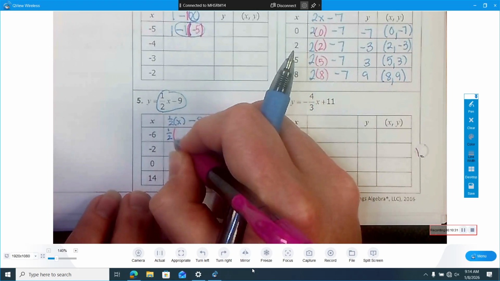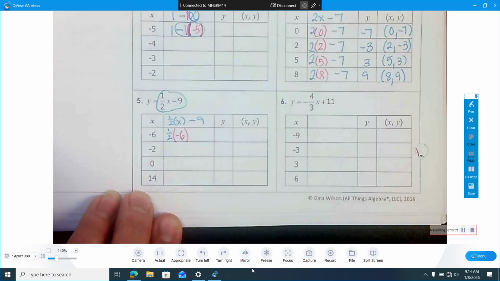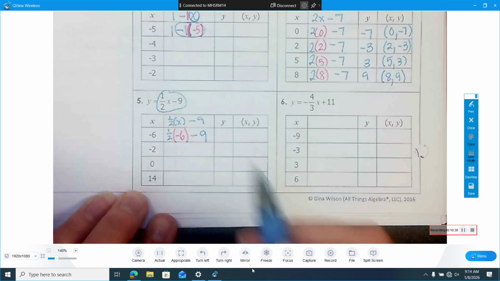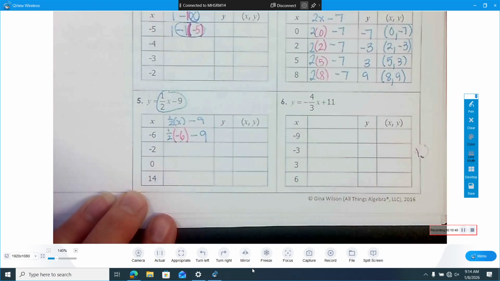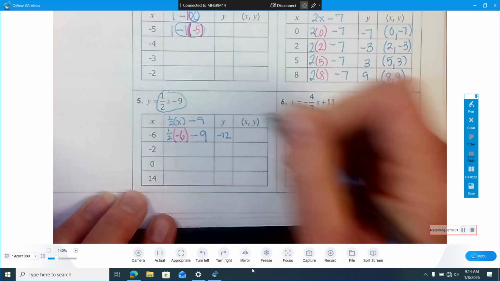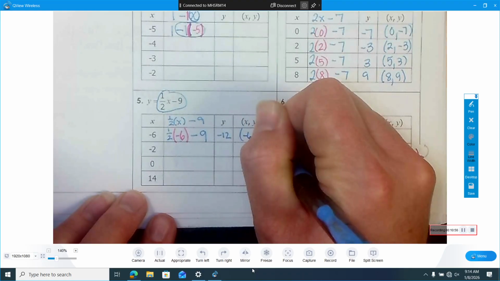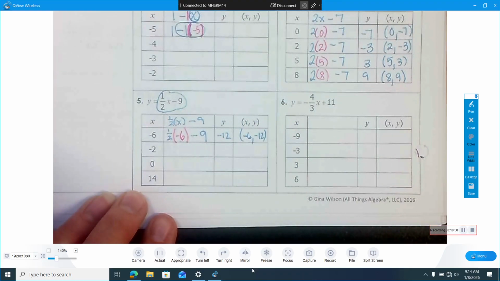I have a 1/2 in front. I'm going to plug in a -6, and then I have my subtract 9. What is half of -6? -3. And then subtract 9? -12. Beautiful. Can you use a calculator? Yes, you can. And you'll notice I'm specifically not using a calculator today just because it's good to talk through these things. But yes, if you need to, you can use a calculator.